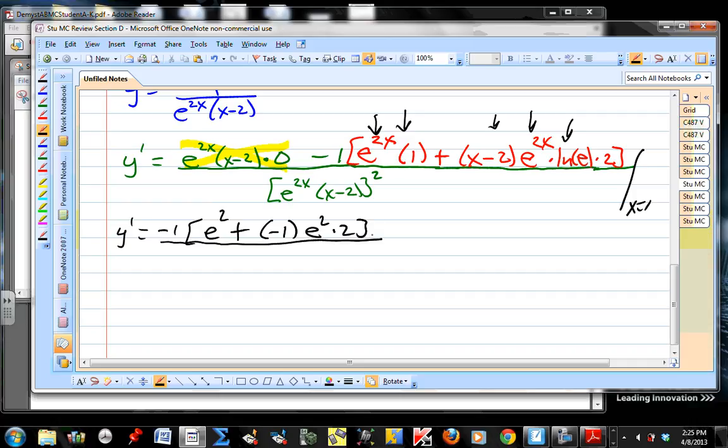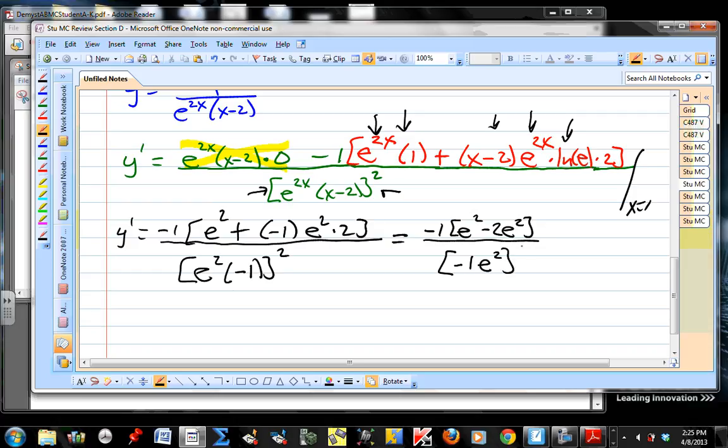And in the denominator, we'll have e to the 2 times 1, e squared, times 1 minus 2, negative 1 quantity, squared. So let's clean this up and see what we get. Negative 1 times 2, so we got negative 1 times e squared minus 2e squared all over negative 1 times e squared squared.